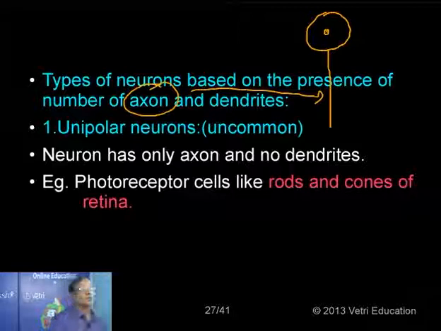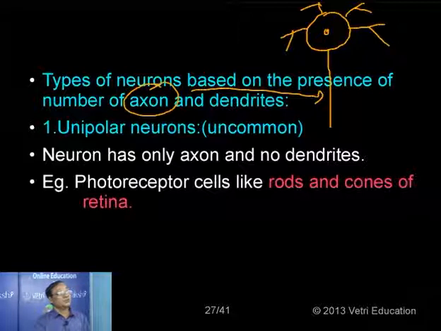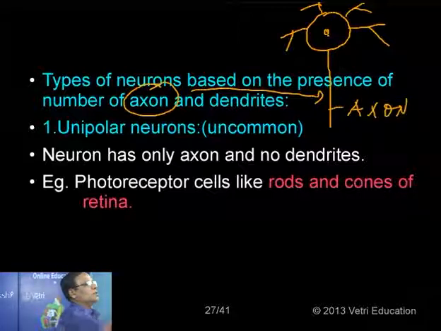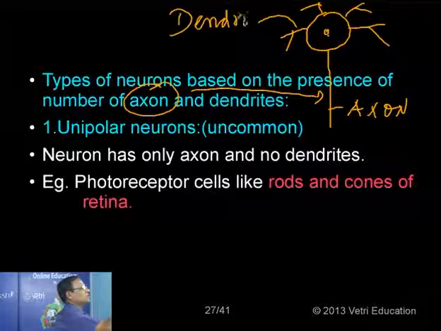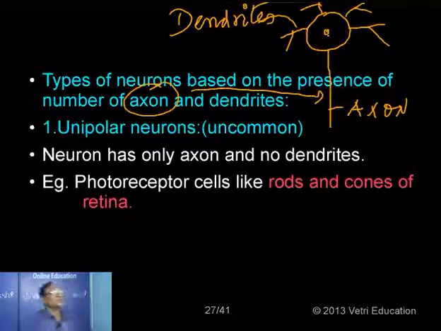So based on the presence or absence of the number of axons and other branches, in some cases small branches may also arise from the surface of the cell. So here is represented one cell body, one long, more or less unbranched branch, and small branched structures. Now this long one is called the axon. The small branching structures are called dendrites.